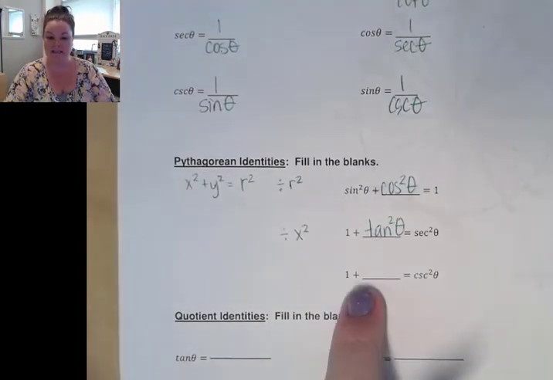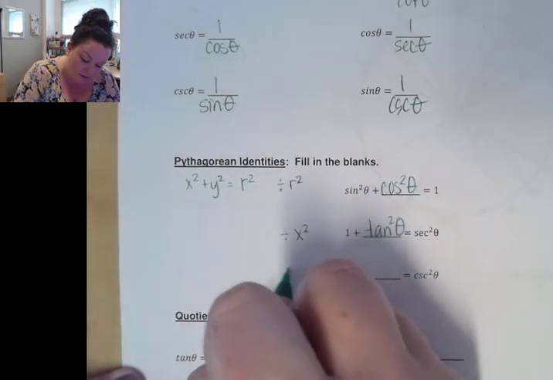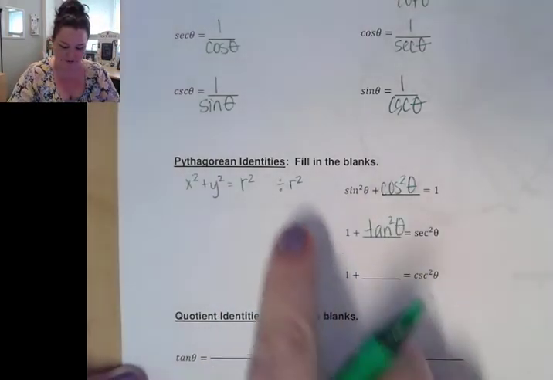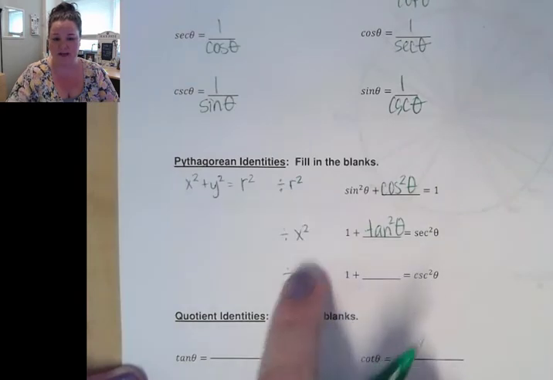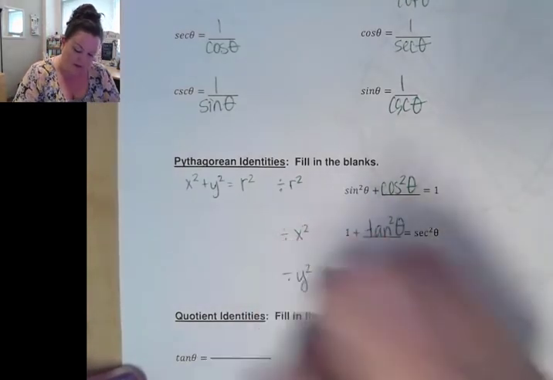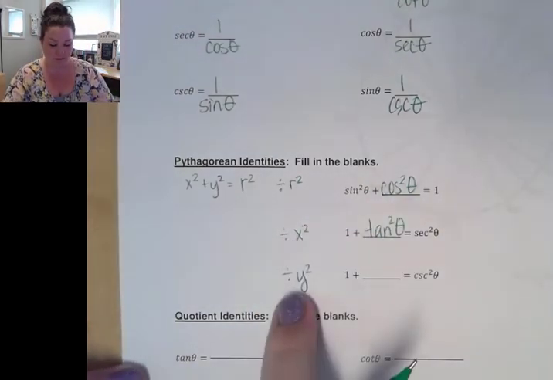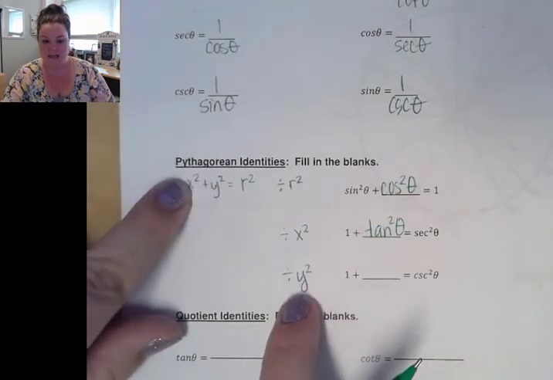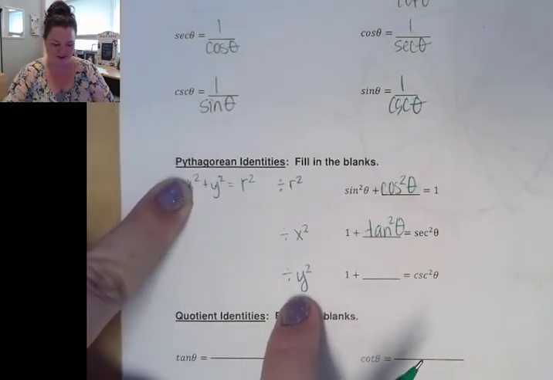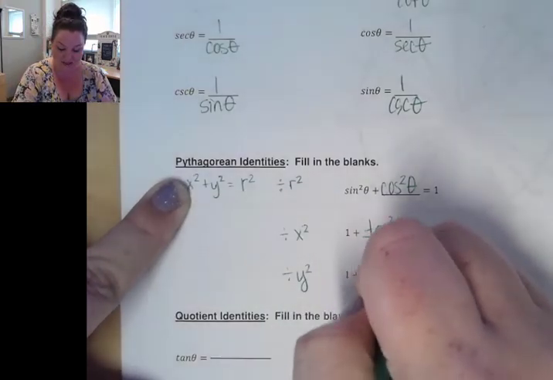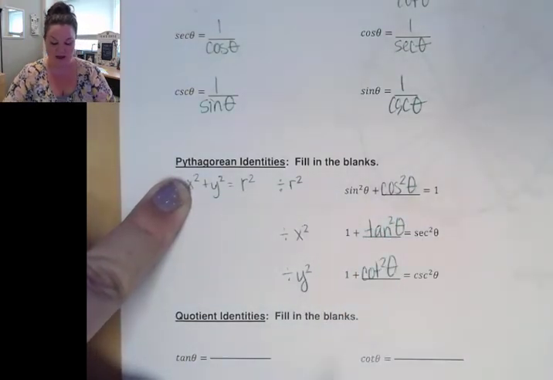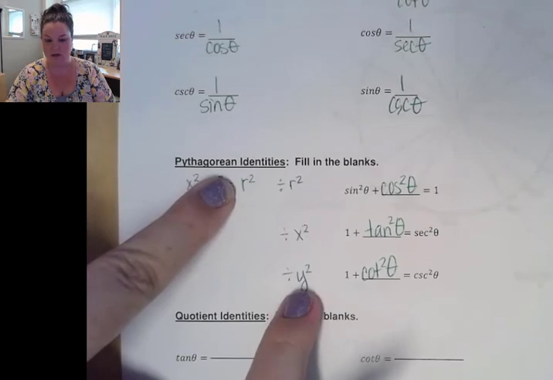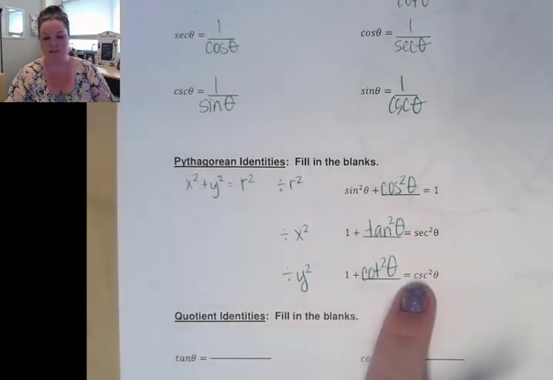So then we get our last identity by dividing by the thing we haven't divided by yet, right? We've done division by r squared, by x squared. So if we divide by y squared, right? Y squared over y squared is going to give me the 1. X squared over y squared is going to give me cotangent squared theta. And then r over y gives me my cosecant.